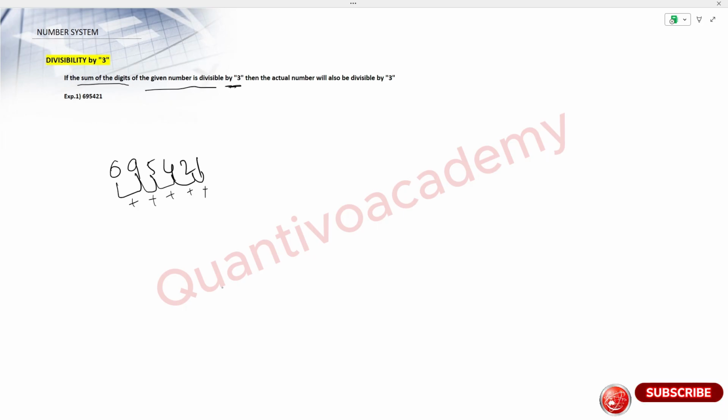So 6 plus 9 plus 5 plus 4 plus 2 plus 1. Let's do addition of these numbers. 9 plus 6 equals 15, 15 plus 5 is 20, 20 plus 4 is 24, 24 plus 2 is 26, 26 plus 1 equals 27.